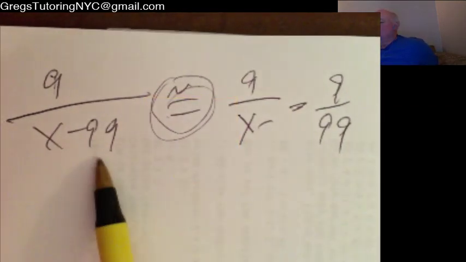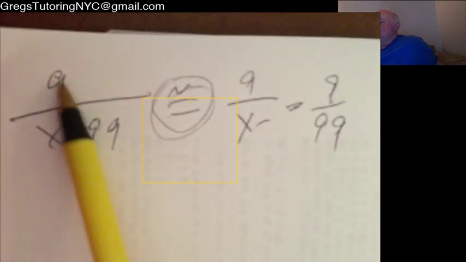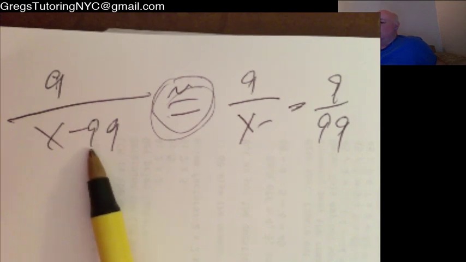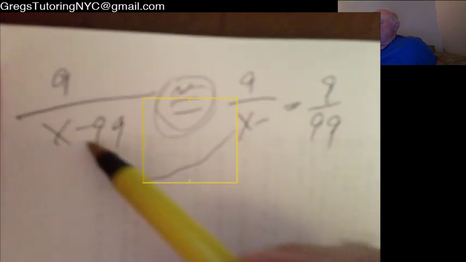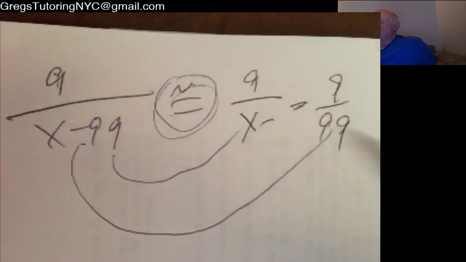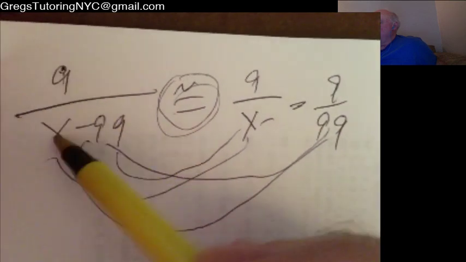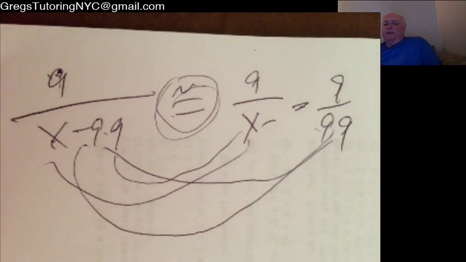Okay. So this is our basic numerator denominator thing. 9 over x minus 99. The numerator is 9. The denominator is x minus 99. Can this map into these two things? Actually, this one would map to that, and this one would map to that. In other words, you have 9 over x minus 9 over our 99. Is that a proper mapping?